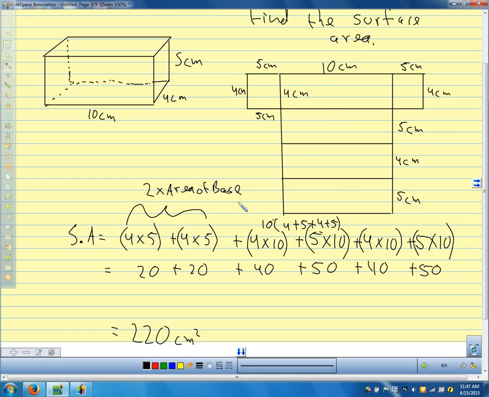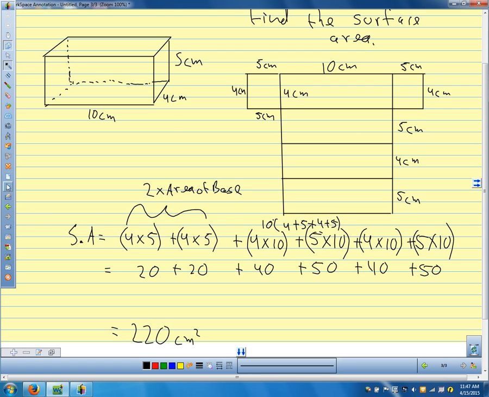And it always works out that way for prisms. That's where our surface area formula comes from. It's from breaking this into a net and adding up all the pieces. So now we're ready to write our formula. All right, questions on what we did there? So we'll write the formula next.